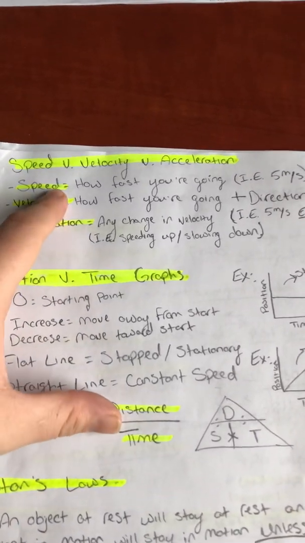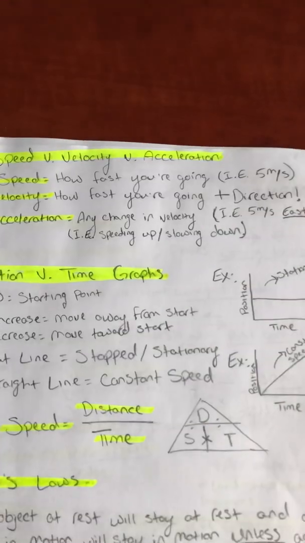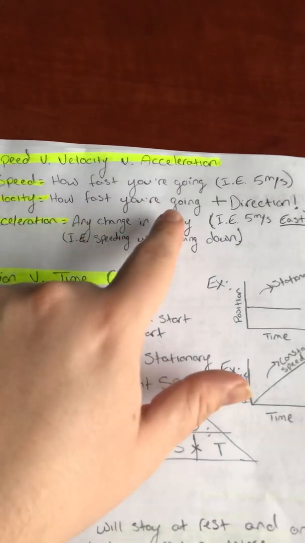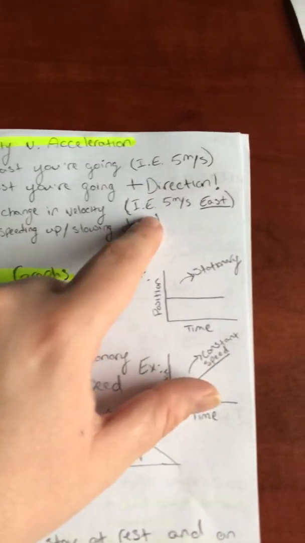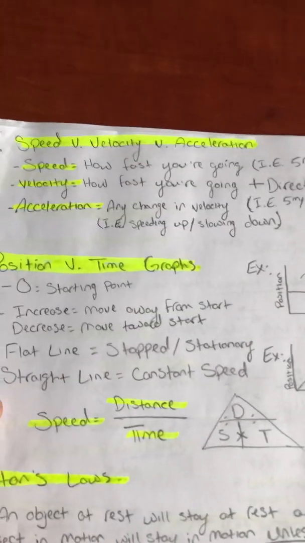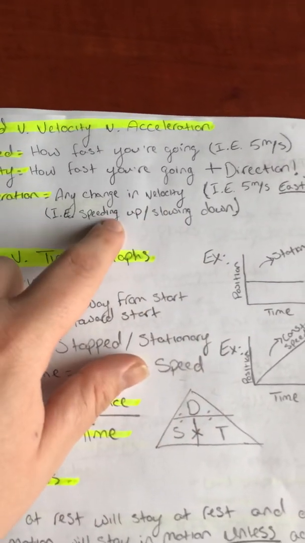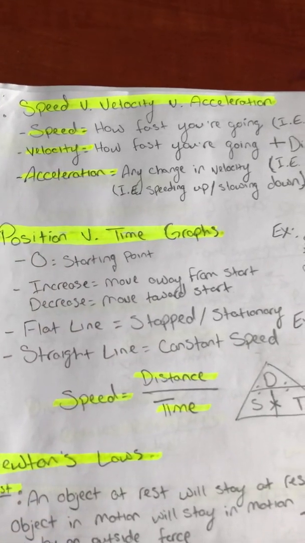The key here is that speed is just how fast we're going. For example, 5 meters per second is a speed. Velocity is how fast you're going, or your speed plus a direction. For example, 5 meters per second east is a velocity, okay? Acceleration is any change in velocity. So for example, speeding up or slowing down or changing your direction is acceleration.